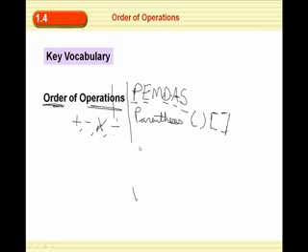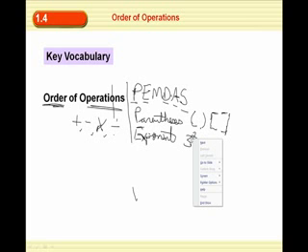Okay, then E is exponent. Sorry, I just can't get this board to work. I don't know what I'm doing wrong. I'll get it figured out someday. E-X-P-O-N-E-N-T. Exponent is like, remember that little number up there? Right there, the powers. So those you would do second after the parentheses.